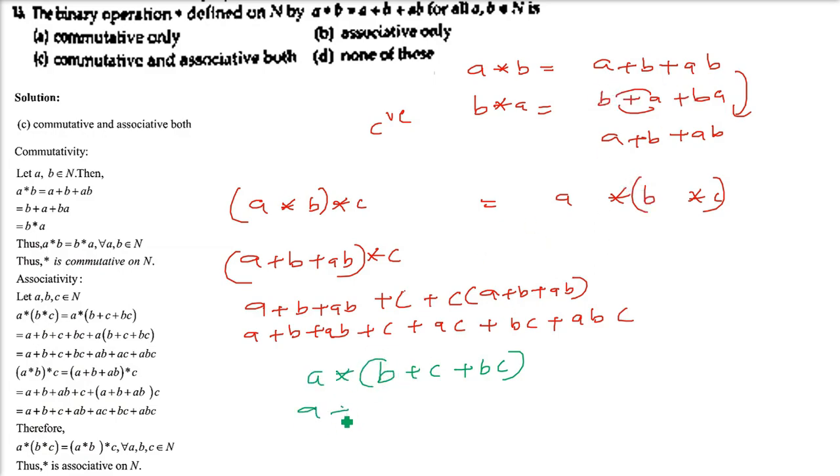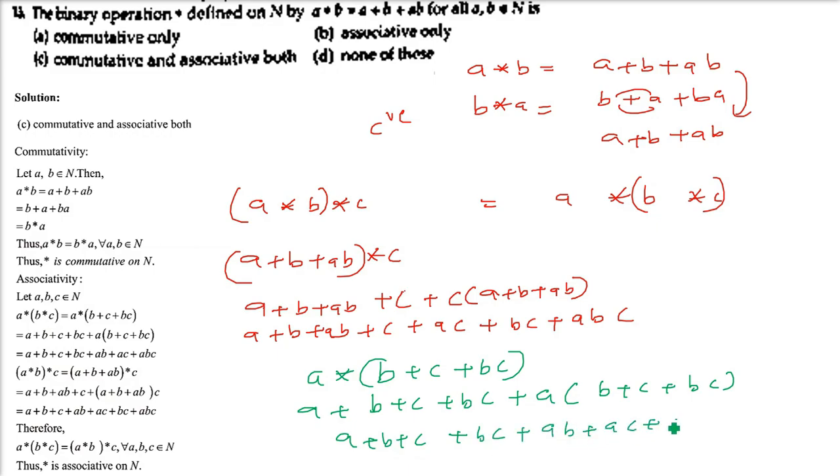A plus B plus C plus BC, and multiply A with all these: A with B plus C plus BC. So A plus B plus C plus BC plus AB plus AC plus ABC. Now A is there, B is also there, C is there, AB, AC, BC and ABC are also there. So they both are the same, so it is associative also. So the answer is C, commutative and associative both.